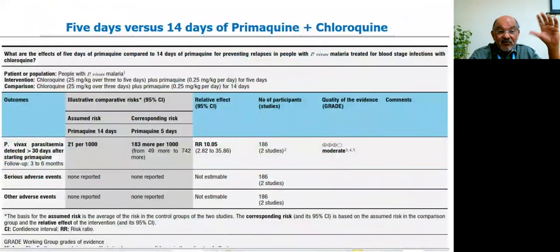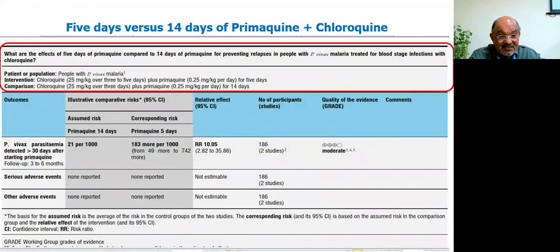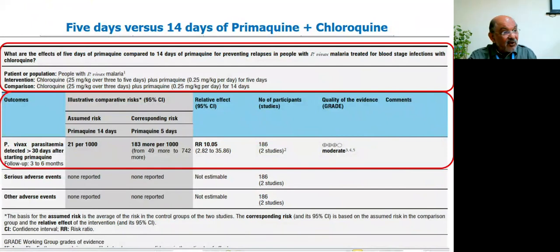This is the summary of findings table for one comparison. 5 days versus 14 days of primaquine. For parasitemia, detected more, and follow-up was between 3 to 6 months. If you gave 14 days of primaquine, 21 per 1,000 relapses you get. If you gave 5 days, there'll be 183 more relapses per 1,000, from 49 more to 742 more, based on a relative risk of 10.05, 2.82 to 35.86. That is in favor of primaquine.